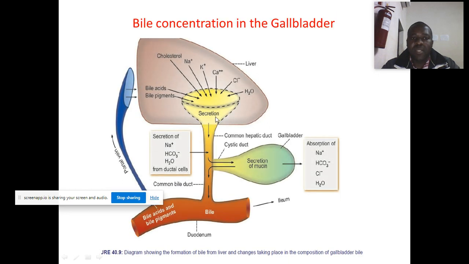Bile concentration, it's very important that bile is concentrated. The epithelial cells of the gallbladder absorb ions and water in an isoosmotic fashion, which is similar to the isoosmotic reabsorption process in the proximal tubules of the kidneys. You can see these ions are reabsorbed: sodium, bicarbonate, chloride, and water.